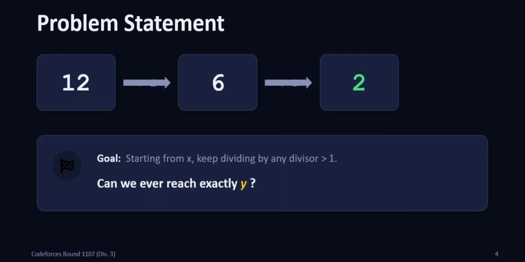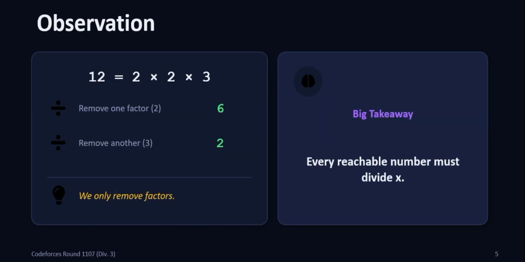The divide and conquer problem statement is: given x and y, can we reach from x to y? If yes, we say yes; if not, no. For example, 12 is equal to 2 times 2 times 3. We can go from 12 to 6, removing one factor 2, then to 3, removing another 2. We only remove factors. So the big takeaway from this observation is that every reachable number must divide x.